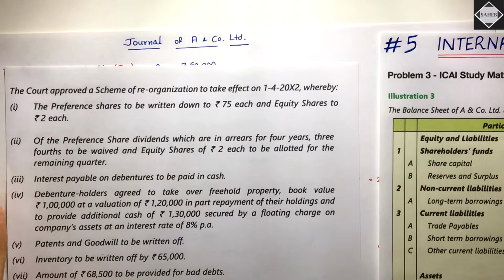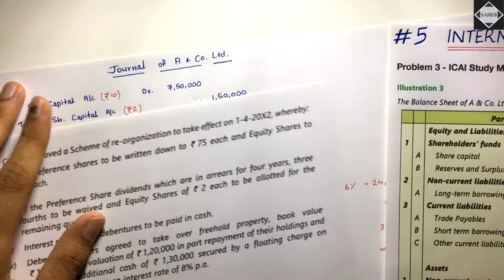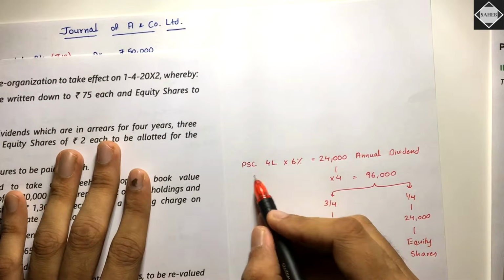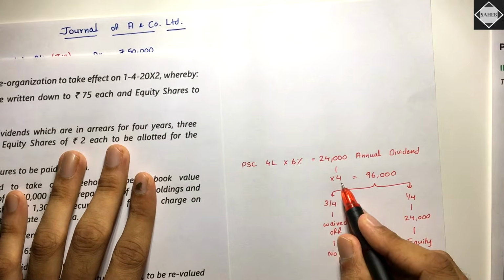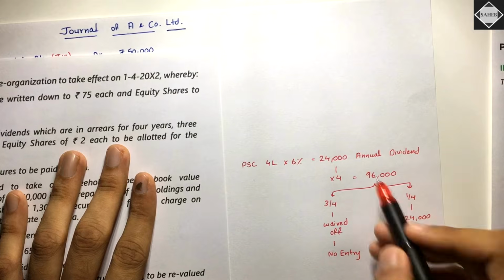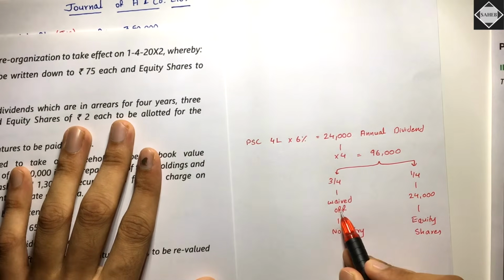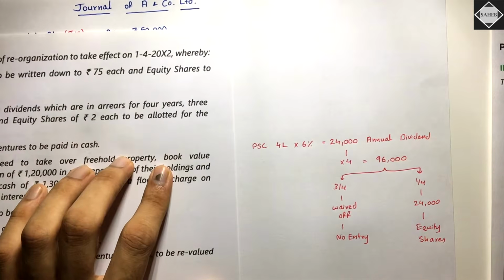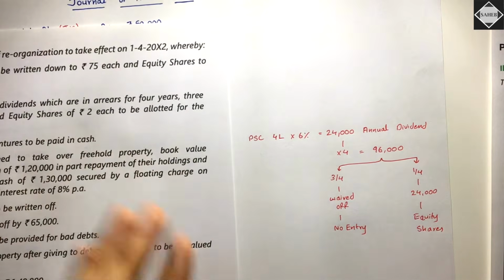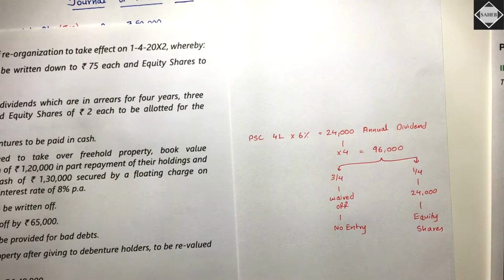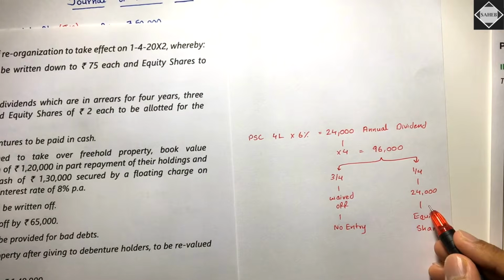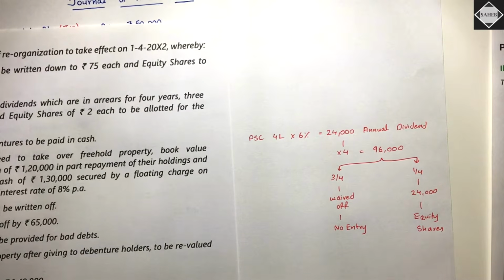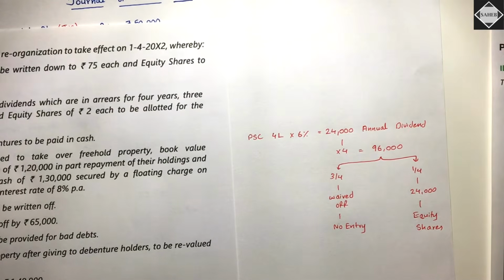So what will be the journal entry? Let's see. It's really simple. See the journal entry over here. But first, see the diagram. Preference share capital was 4 lakh into 6%. 24,000 was the dividend of 1 year into 4 years now in arrears, so 96,000. Of this 3/4 waived off, so no entry. I told you the reason. It's not appearing in the balance sheet as a liability or payable, so there is no reduction in the actual liability. And then here 1 by 4, we'll have to make a payment in the form of equity shares. We have to issue equity shares to the preference shareholders.